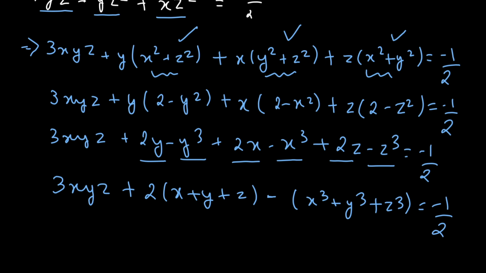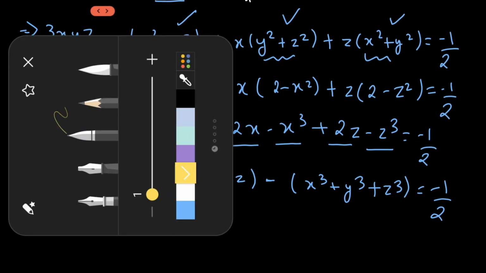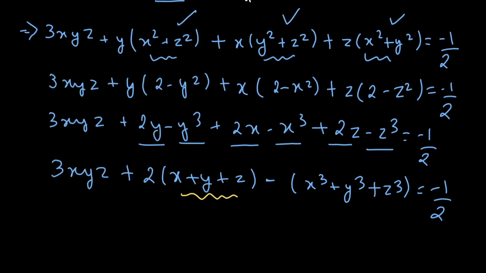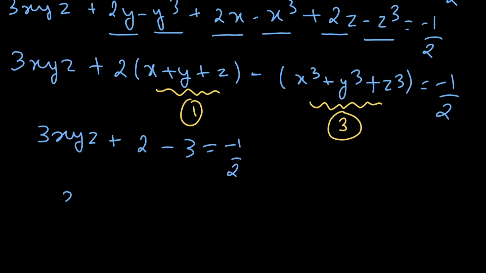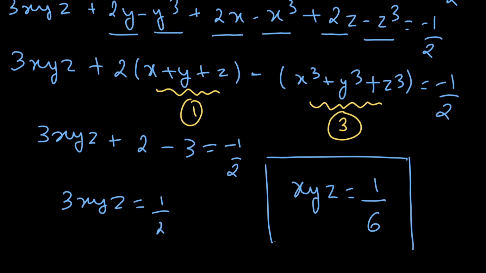Now from the equation number 1 that we were having, we have the value for x plus y plus z, that is 1. And from the equation number 3, we have the value for x cube plus y cube plus z cube, that is equal to 3. So finally we will have 3 times xyz, 2 into 1, 2, minus 3 is equal to negative 1 by 2. So finally 3xyz would be equal to negative 1 upon 2 plus 1, that is going to be positive 1 upon 2. So finally we will have the value for xyz, that is 1 upon 6. So here we have the second important equation.